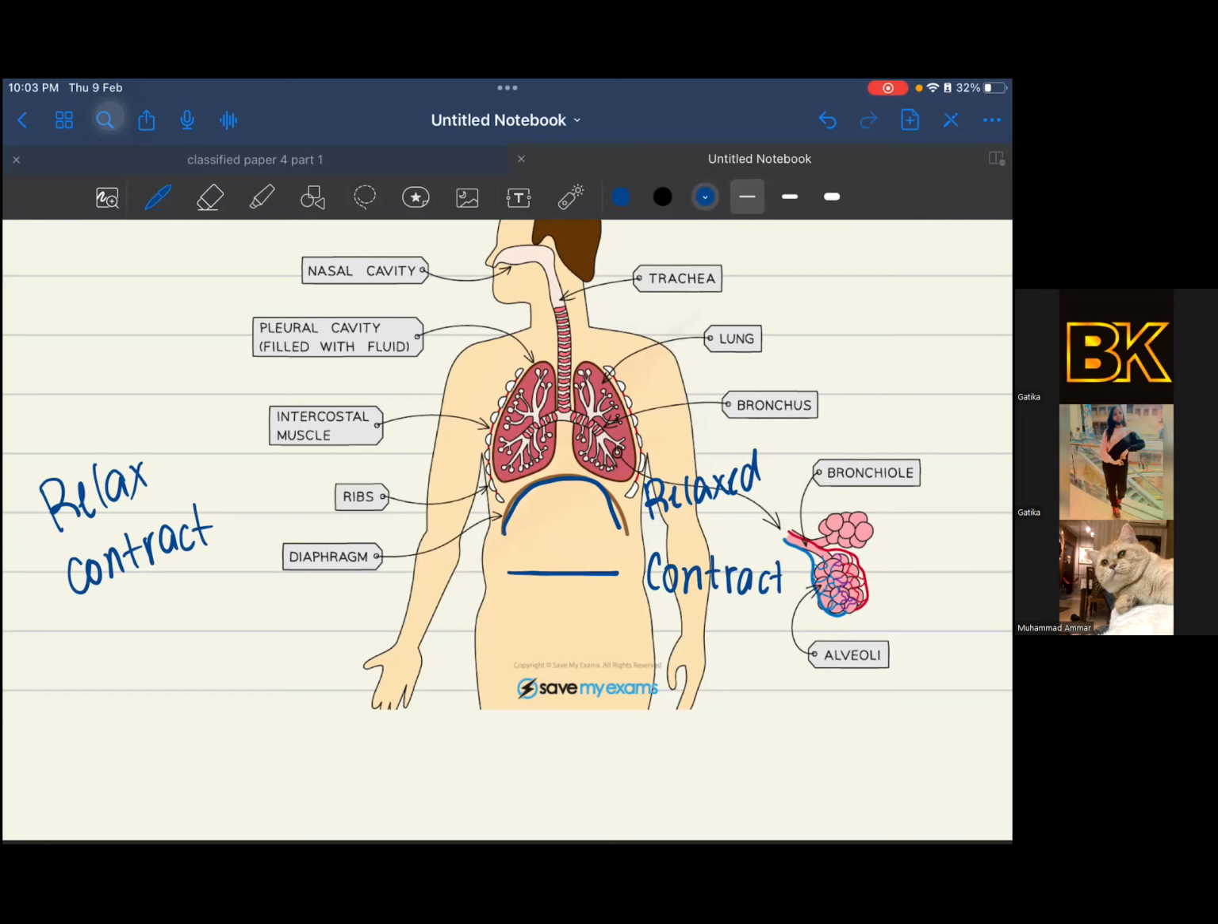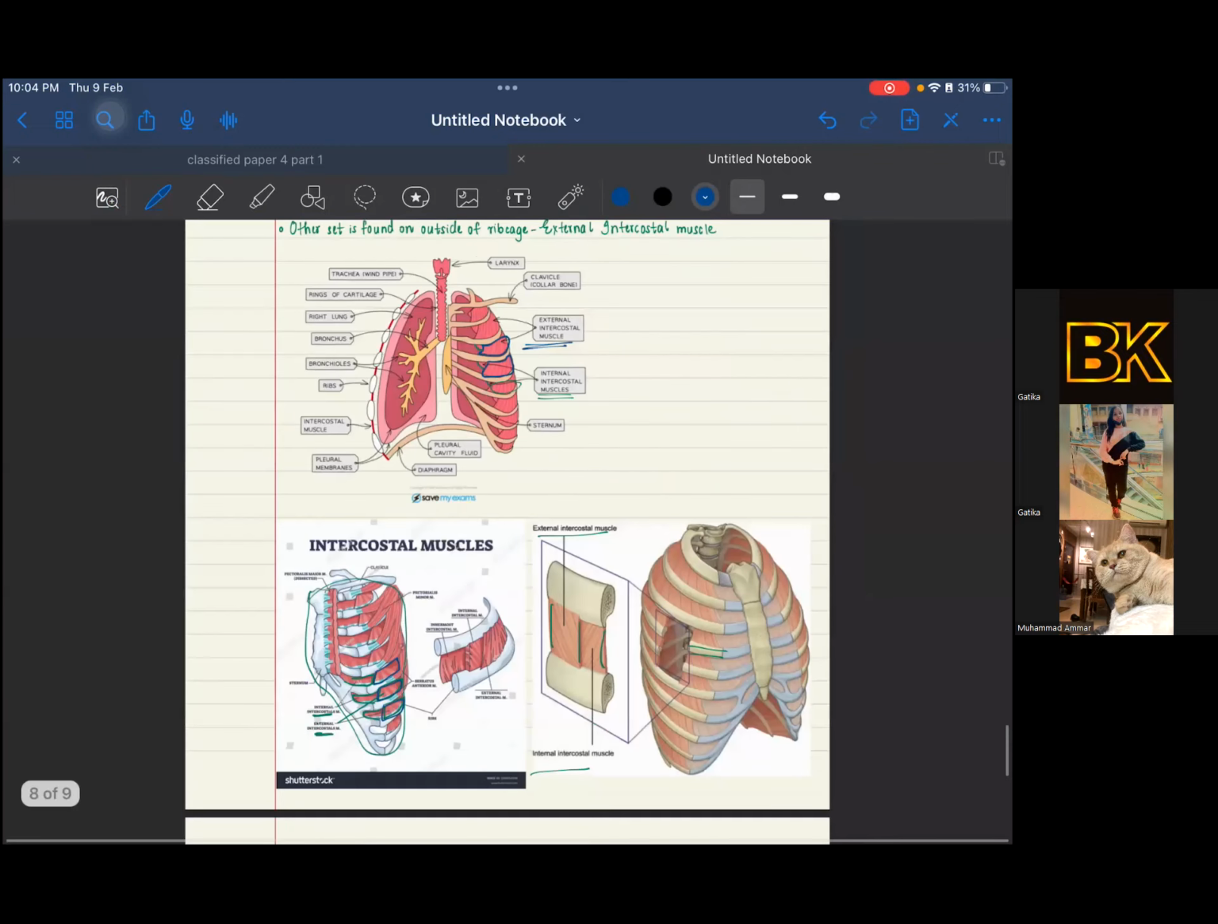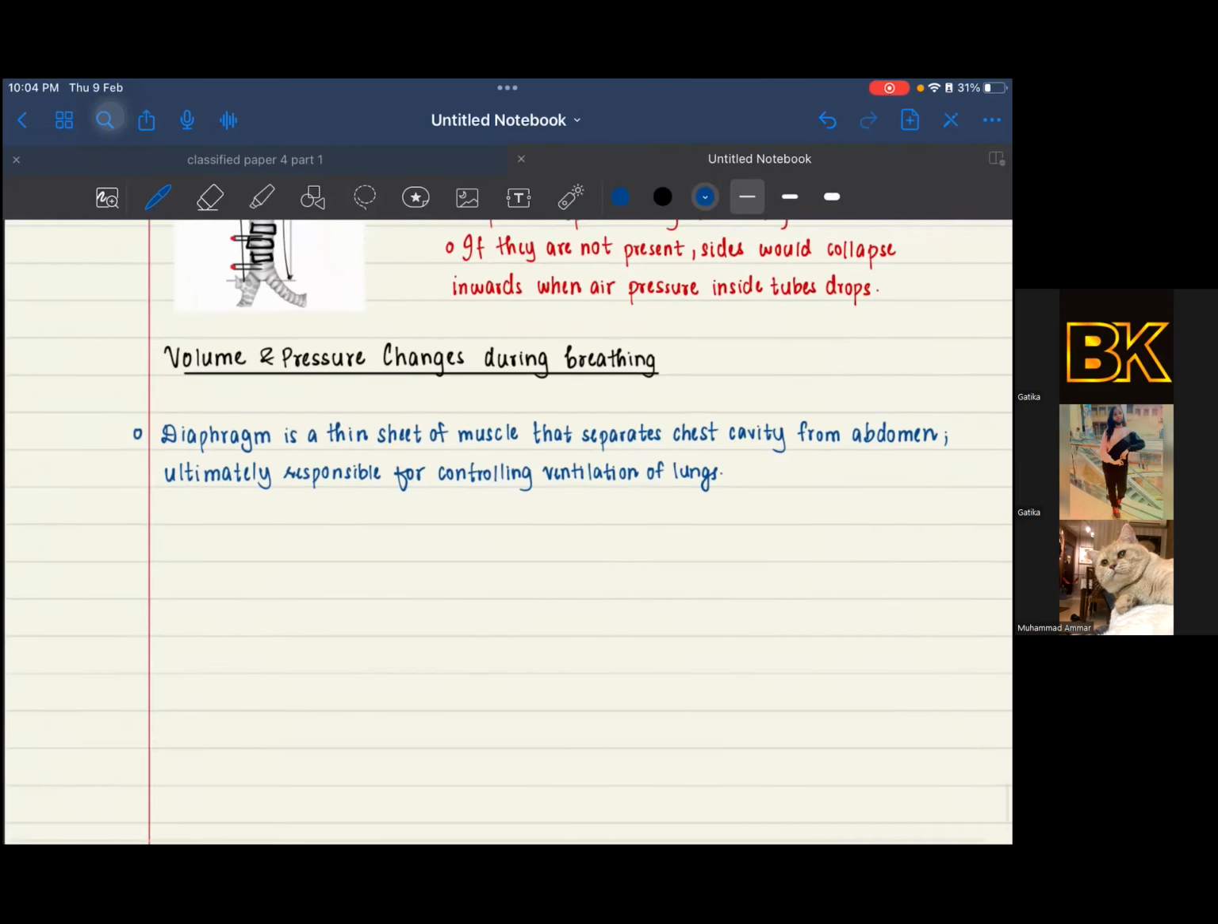Yeah, I do. Okay, is the dome shape relaxed or contracted? It's relaxed. Okay. And when it is contracted, it is? Flat, like flat shape. Yes. Okay. So we do understand that. Now we can go to the next part.